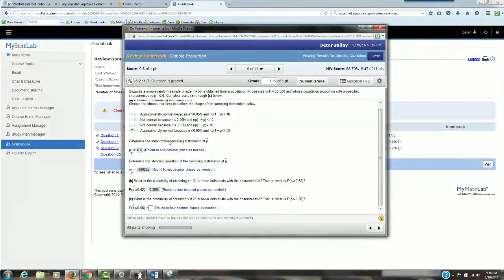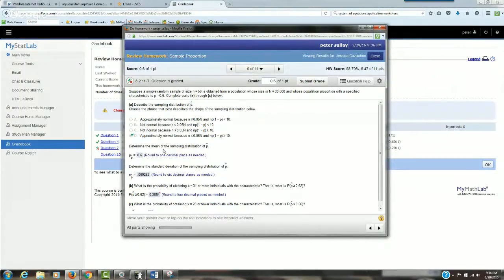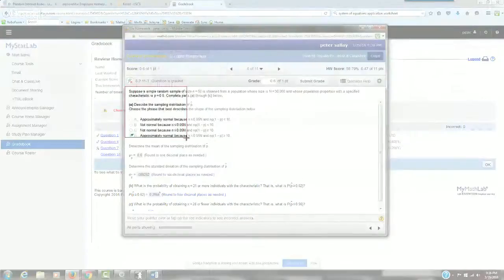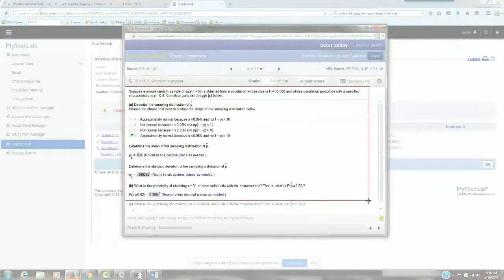Okay, I'm trying to decide how I want to take the picture here. All right.